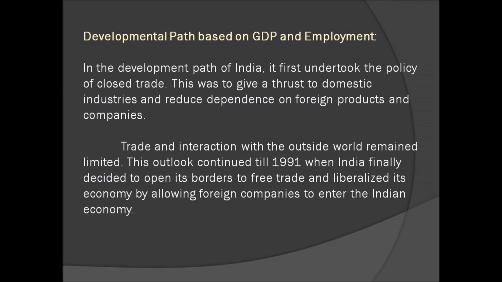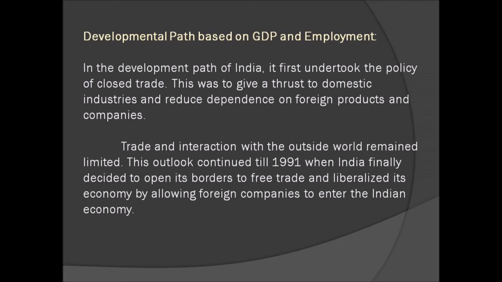Due to increase in population and the lack of jobs, India finally decided to open its borders to free trade and liberalized its economy by allowing foreign companies to enter the Indian economy. So this is how the foreign companies started to invest in India and start their businesses. So therefore people started to get jobs and therefore their living standard started to rise.